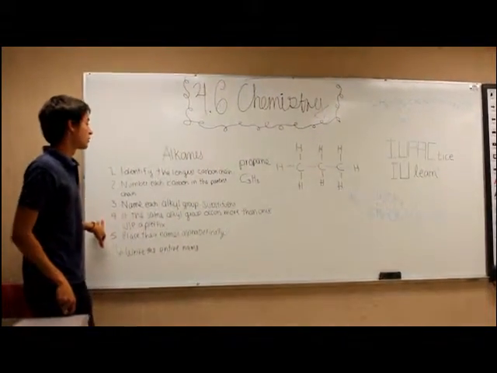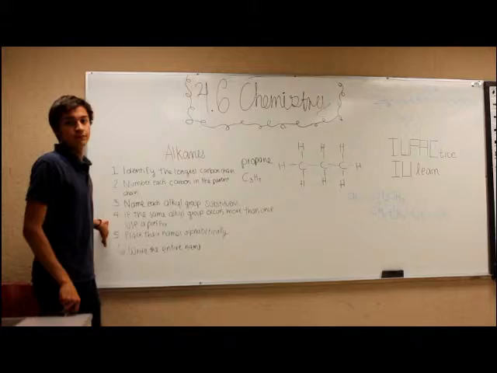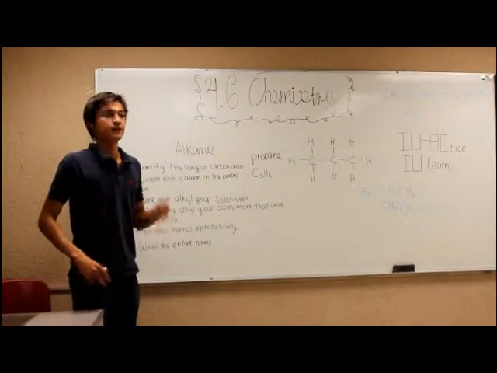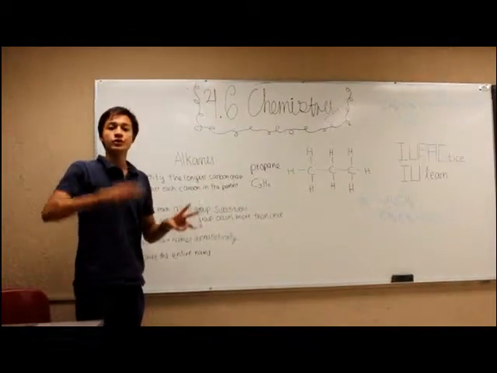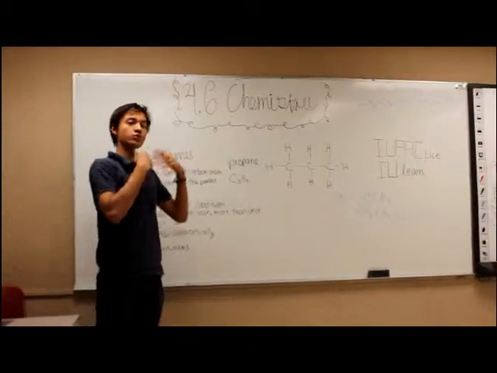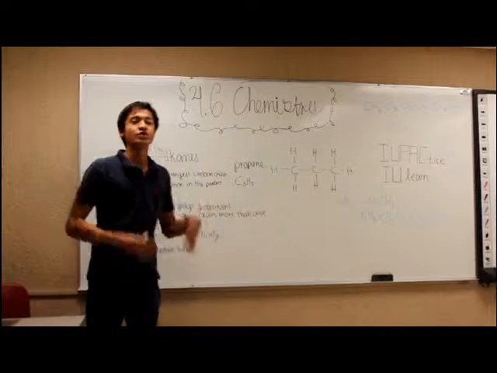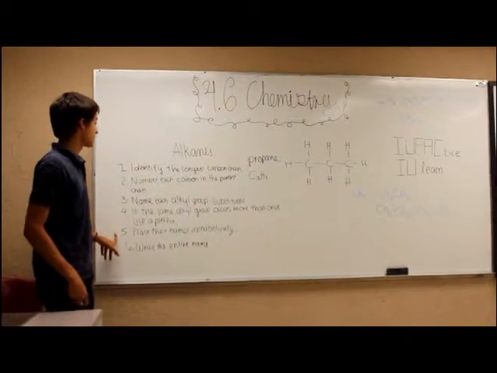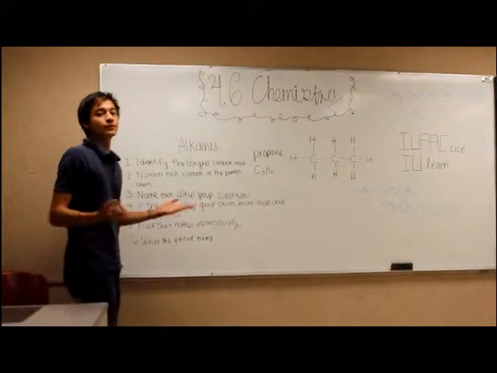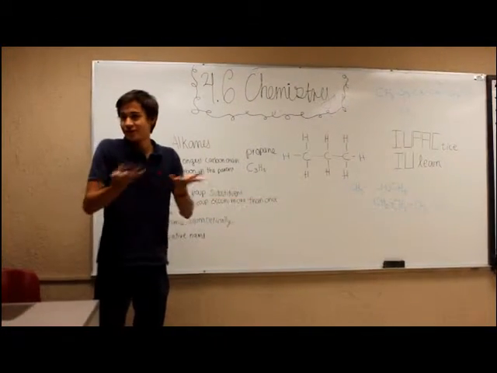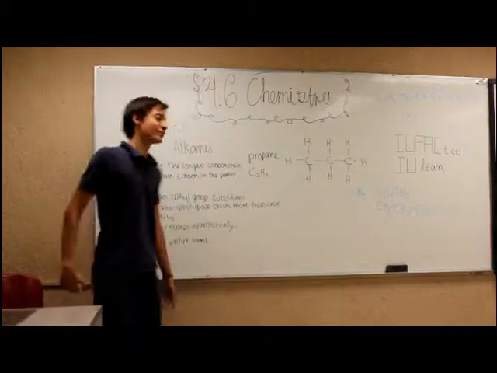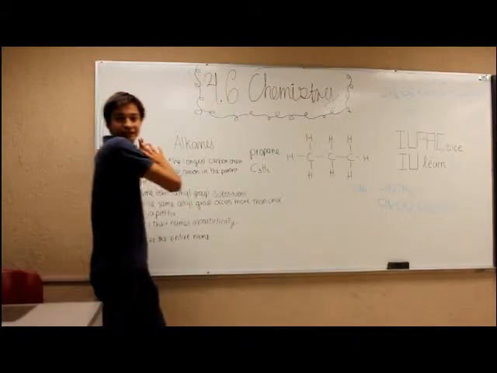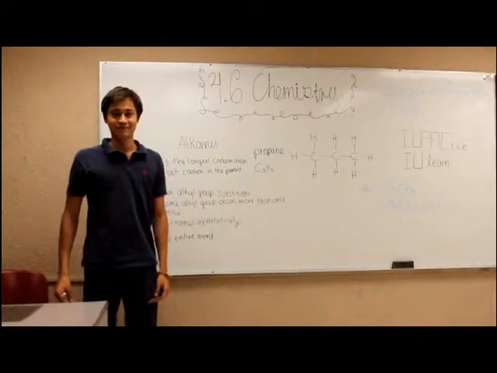If the same alkyl group occurs more than once, use a prefix. For example, if it occurs only once, you don't use a prefix. If it occurs twice, you use di. If it occurs three times, you use tri. Step number 5 is to place the names alphabetically, so the only thing you need to do is order them in alphabetical order. And number 6, write the entire name, which will be the compound name.